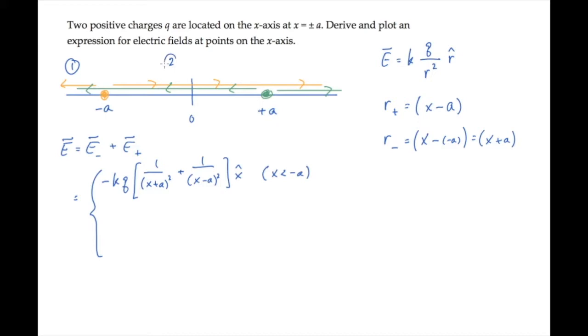In the middle region, call it region 2, between the two charges, notice that the orange electric field is in the positive direction, while the green electric field is in the negative direction. That gives us the signs shown here.